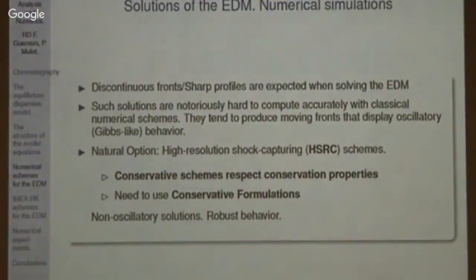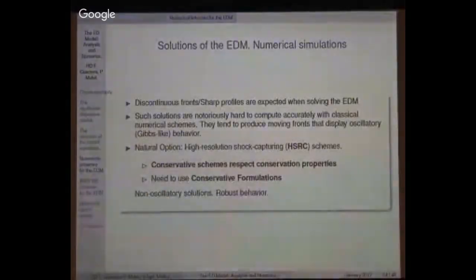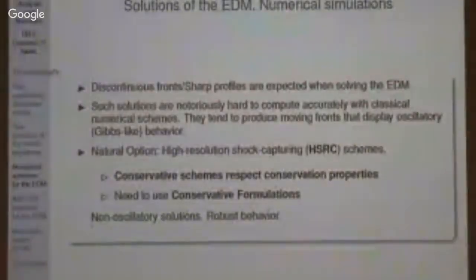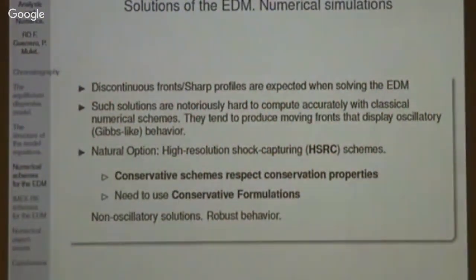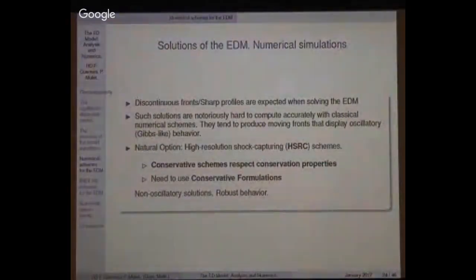Okay, so let's recap here. We know that we should be prepared to deal with discontinuous fronts, sharp profiles, in fact, when the A is positive. We know that the solutions were hard to compute in the old days, but they're not hard to compute anymore if you use the right tools, okay? You need to use high-resolution shock capturing schemes. You need to use a conservative scheme. You need to use conservative formulations, okay?